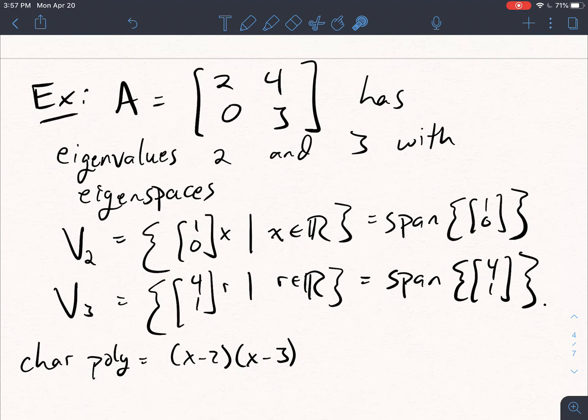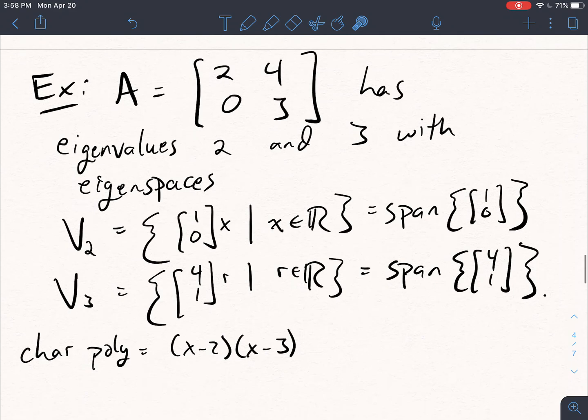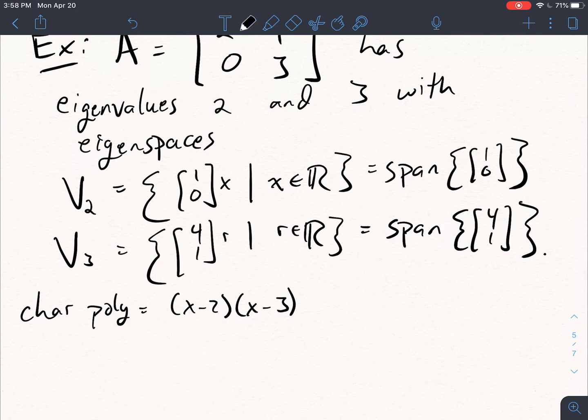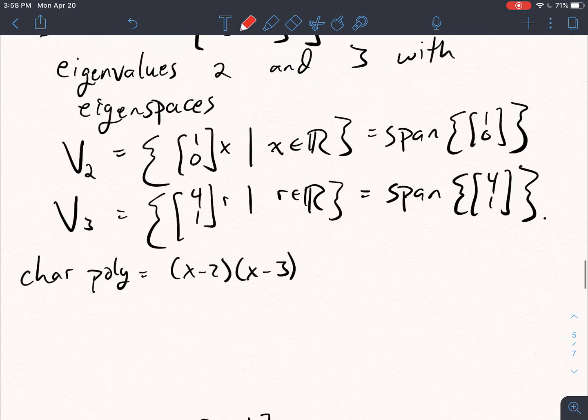So let's go back to some previous examples that we talked about. So here's one matrix we had. A is equal to [2, 4; 0, 3]. This is the one we started with. It has eigenvalues 2 and 3 with eigenspaces given by the following. So V2 we saw earlier was equal to the set of (1, 0) times x for x in R. So this is the span of the vector (1, 0). And V3, the eigenspace corresponding to the eigenvalue 3, was the set of multiples of the vector (4, 1). So it's the span of the vector (4, 1). And the characteristic polynomial for this factored as (x minus 2)(x minus 3).